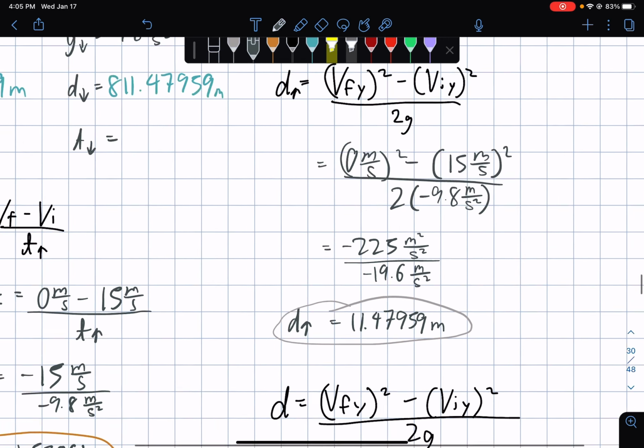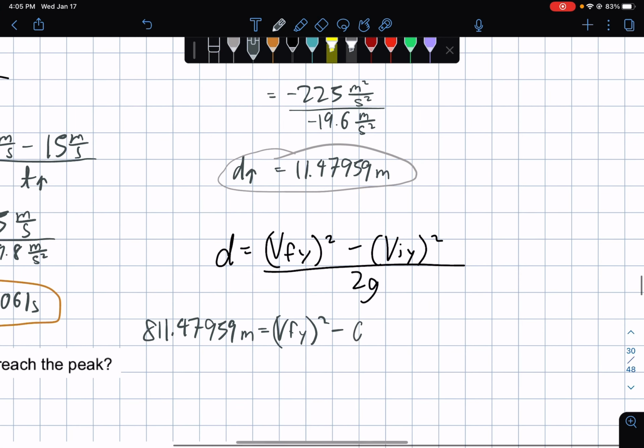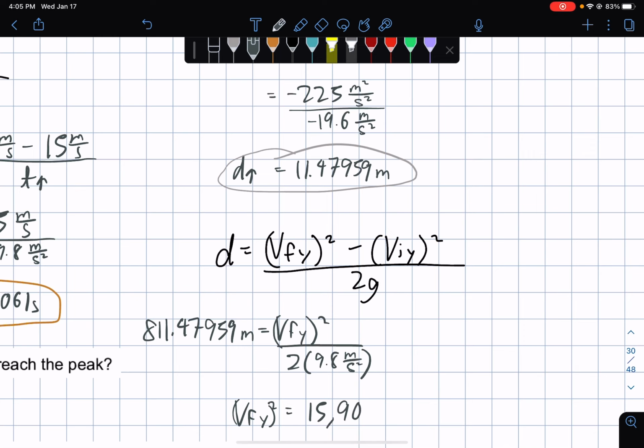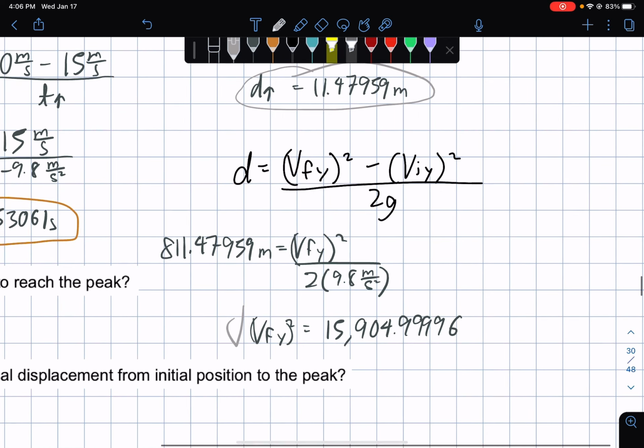VFY raised to 2 minus, what is VIY? It's 0. Well, we can just disregard that. Put 2 times G. G is going down. The gravity is positive, so 9.8 meters per second squared. Multiply both sides by the 19.6. And the VFY raised to 2 is going to be equal to 15,904.99996. Find the square root.